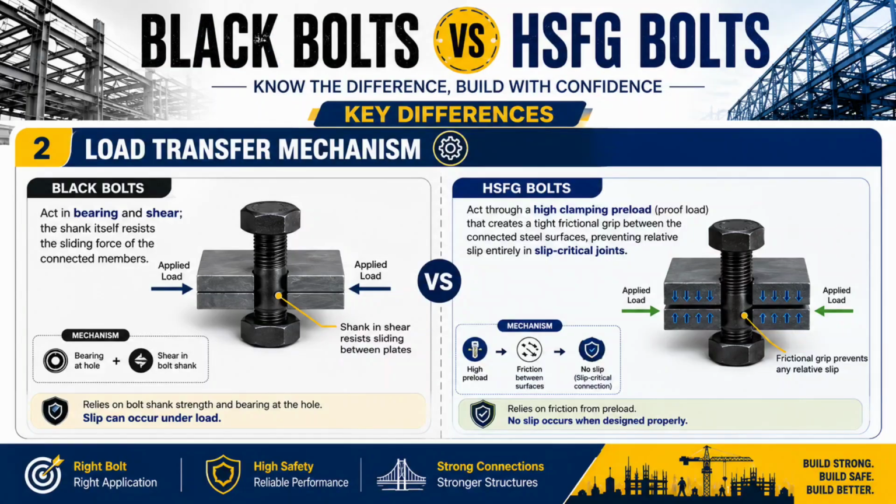Now we'll look into the load transfer mechanism of black bolts and HSFG bolts. Black bolts act in bearing and shear, so the shank portion itself resists the sliding force of the connected members. Whereas HSFG bolts act through a high clamping preload or proof load that creates a tight frictional grip between connected steel surfaces, preventing relative slip entirely in slip critical joints. Black bolts depend upon bolt shank strength and bearing at the hole, whereas HSFG bolts depend upon friction from preload or proof load.